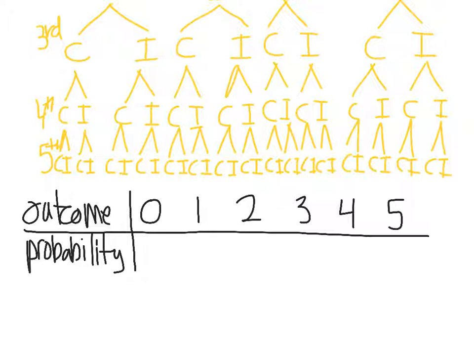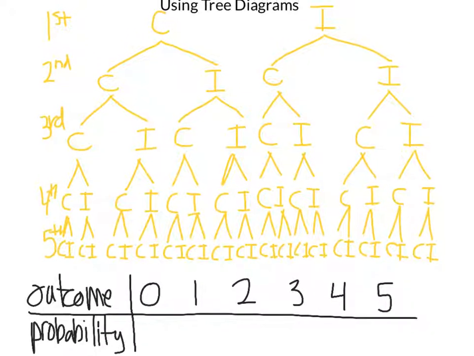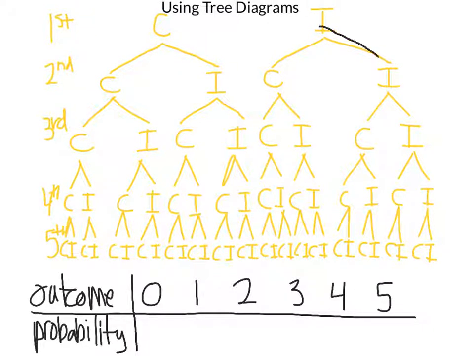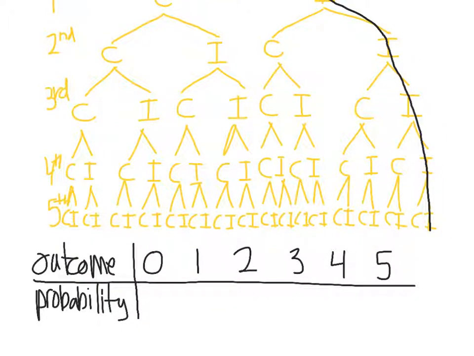Well, now we've got to follow that all the way down. And this is tough. So 0 correct would represent this line right here. Incorrect, incorrect, incorrect, incorrect, incorrect. So that would be 1 out of how many? 1, 2, 3, 4, 5, 6, 7, 8, 9, 10, 11, 12, 13, 14, 15, 16, 17, 18, 19, 20, 21, 22, 23, 24, 25, 26, 27, 28, 29, 30, 31, 32. 1 out of 32. 1 in 30, basically a 3% chance of getting them all incorrect.